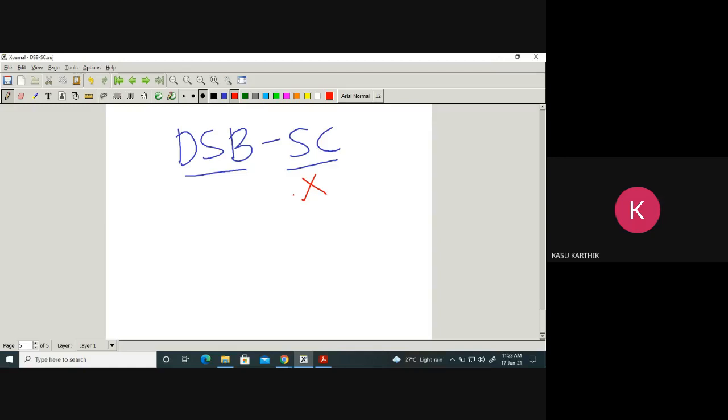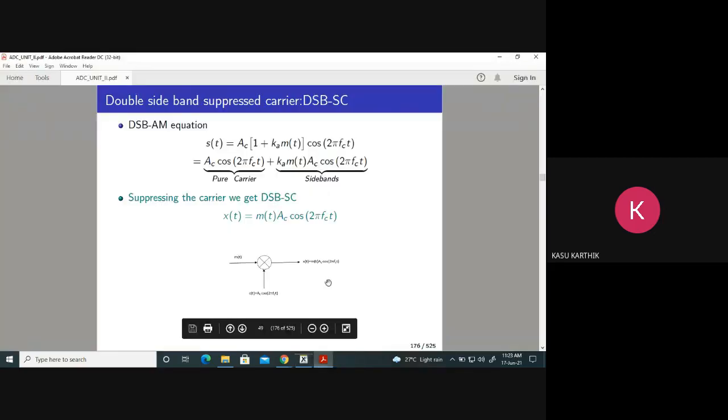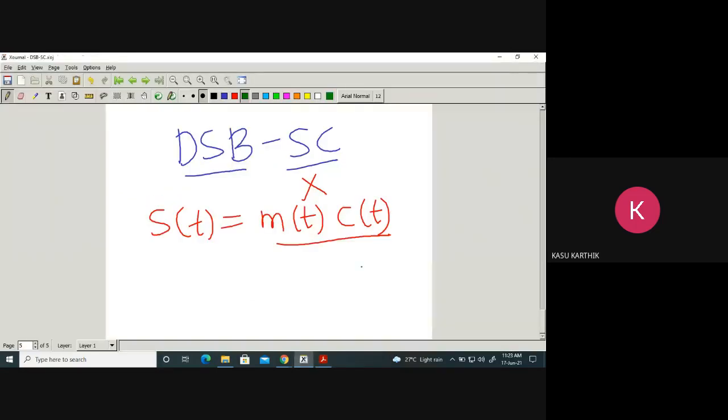Now, what is the equation of this DSBSC? You just take m of t into c of t. This is the modulation, multiplying your message with the carrier. Here we don't have any K or anything like that. They are not required. Now, how to implement this? Just analog multiplication. Take m of t, multiply with c of t. That's it. It is called a product modulator.